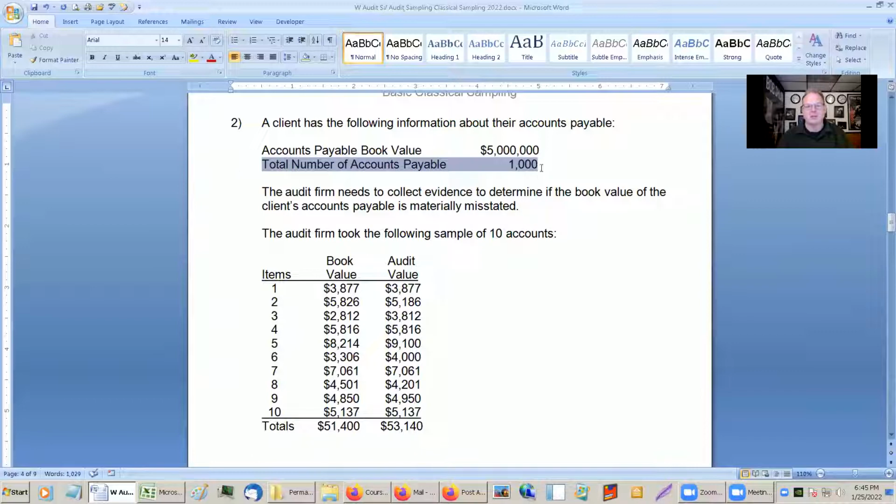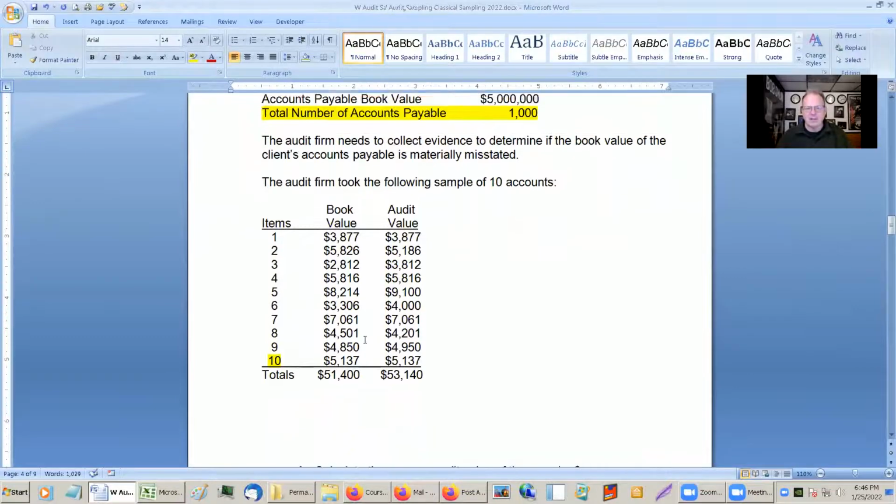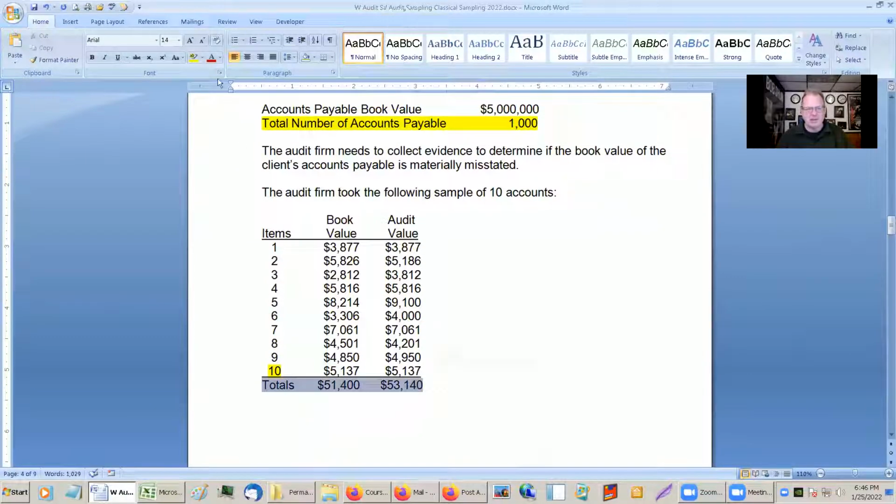So there's a total number of them of 1,000, and we picked 10. And these are the numbers. So first thing, now again, this has them all totaled up, so we don't actually have to go pick these. I'm going to add them up. So there's a sample size of 10.